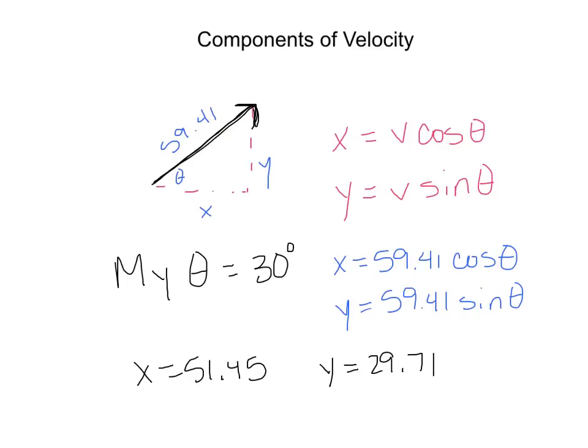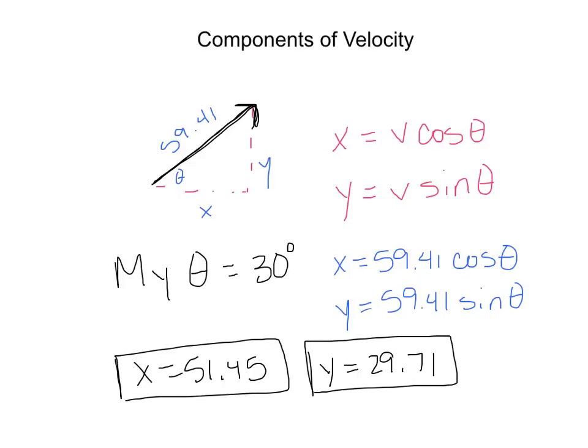Now, think about what my two numbers represent. 51 and 29. My velocity is a lot bigger in the x direction, because an angle measure of 30 is not very steep. It's not very high. So my velocity is much bigger in the x component, and the velocity is smaller in the y component. Again, your angles are going to be different, so your component velocities are going to look a little bit different too.